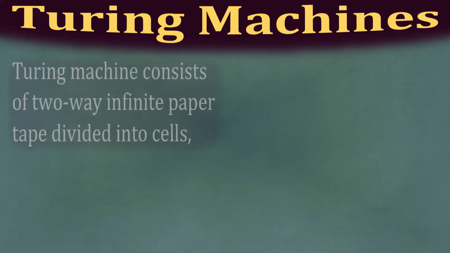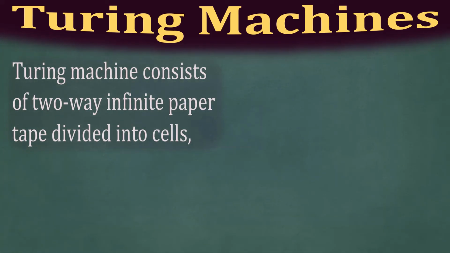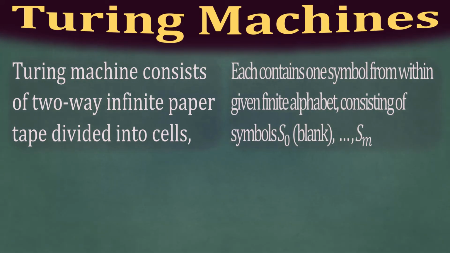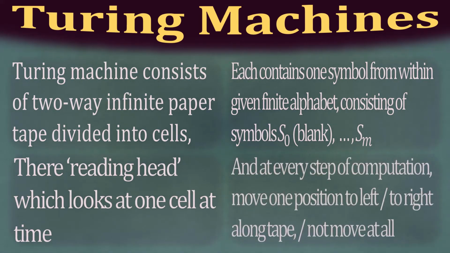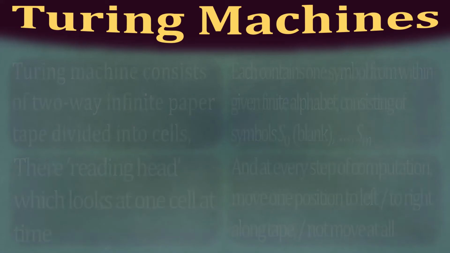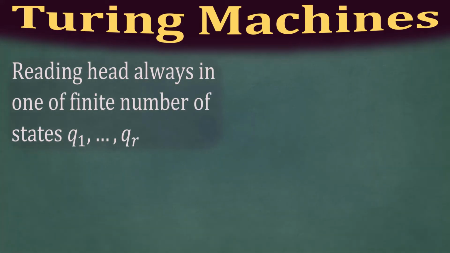Now, let's move on to defining Turing machines. A Turing machine consists of a two-way infinite paper tape divided into cells, each one of which contains one symbol from within a given finite alphabet consisting of symbols S0, which is blank, up to Sm. There is also a reading head which looks at one cell at a time and which, at every step of the computation, can move one position to the left or to the right along the tape, or not move at all. The reading head is always in one of a finite number of states Q1 to Qr.